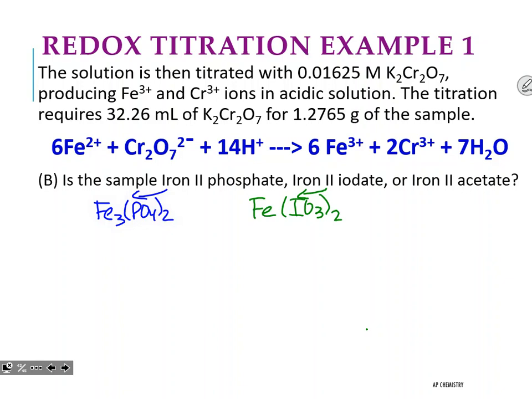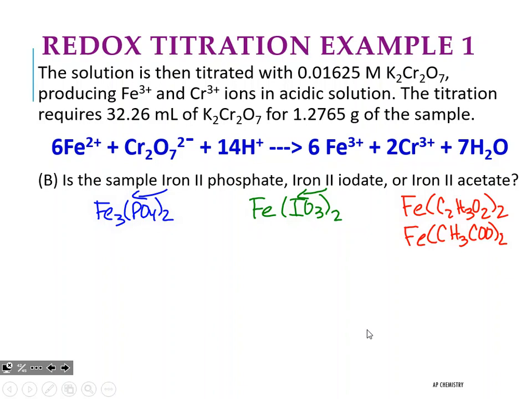IO3, right? IO4 is per iodate, just so you know. And iron 2 acetate: Fe2H3O22. Or you could write it like this, don't forget. Yes, it looks like that, I agree.